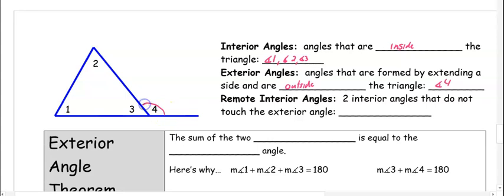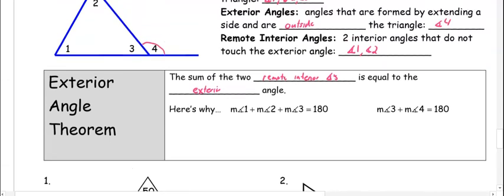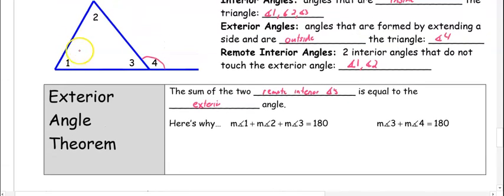So if our exterior angle is angle 4, that means that angle 1 and angle 2 are going to be our remote interior angles. So the exterior angle theorem is that the sum of the 2 remote interior angles is equal to the exterior angle. So here's why. If we look at the picture, we have a triangle where angle 1, angle 2, and angle 3 are equal to 180 because that forms a triangle. We also know that angle 3 plus angle 4 equal 180 because they form a straight line.